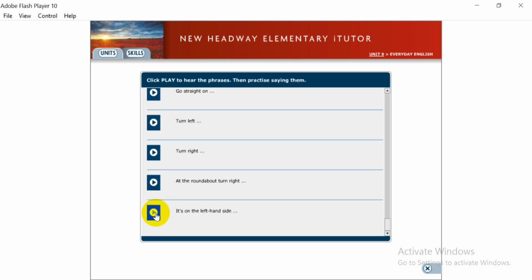This is a very important expression. You use it to guide anyone to any place, and you must memorize it and use it in daily expression. You must use this, it's very important, okay?